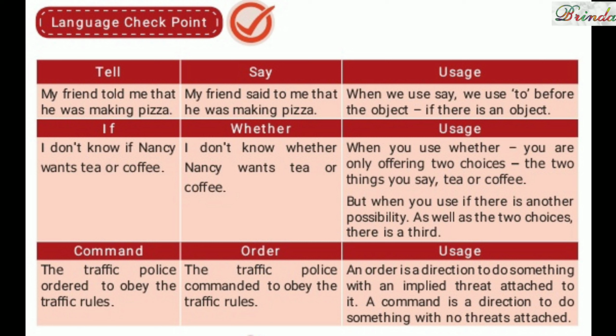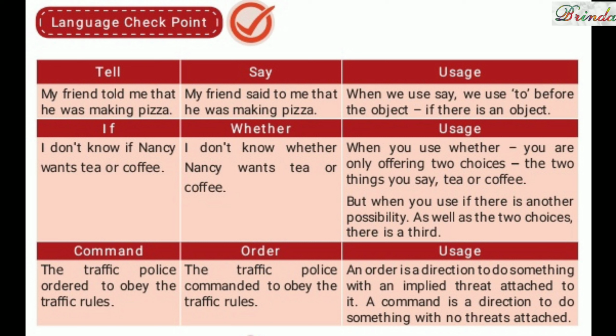Next one, if and whether usage. I don't know if Nancy wants tea or coffee. Or: I don't know whether Nancy wants tea or coffee. Usage: when we use whether, you are only offering two choices, the two things you say, tea or coffee. But when you use if, there is another possibility as well as the two choices, there is a third.